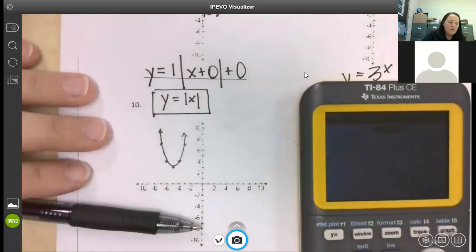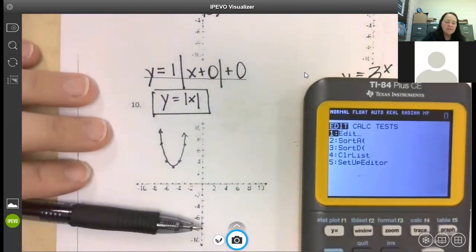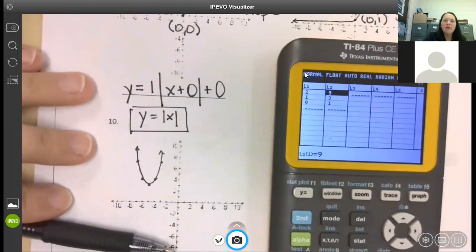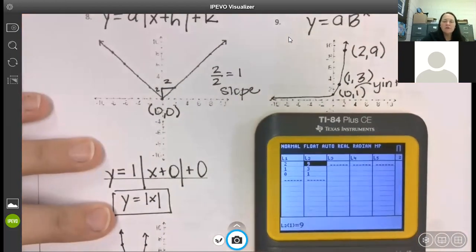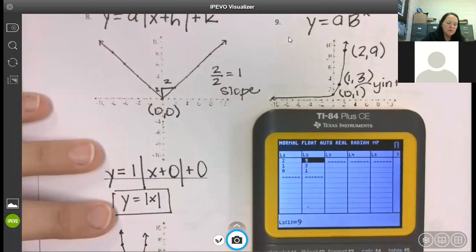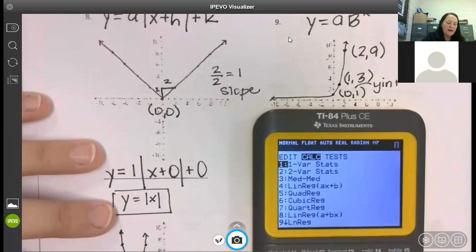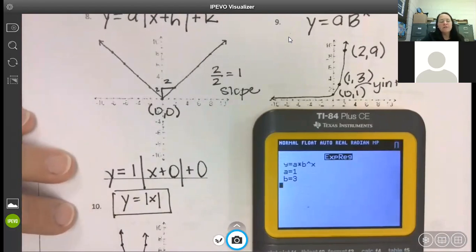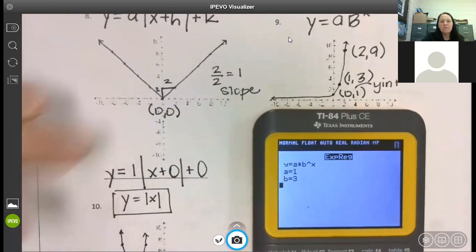So again, the way that you do this is you go into your stat and you edit and you put those 3 coordinates in. So your X's go in L1 and your Y's go in L2. So there's your equations, your coordinates. Stat, calc, and then whatever you're trying to find, exponential. And then just keep hitting enter and it'll show your equation. You can do this for everything except for absolute value. Okay, absolute value will not work.